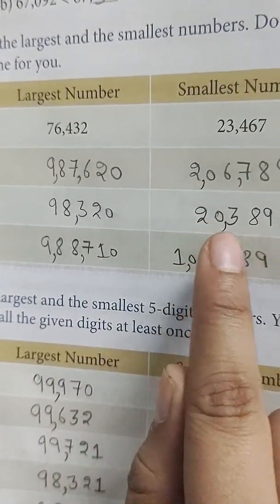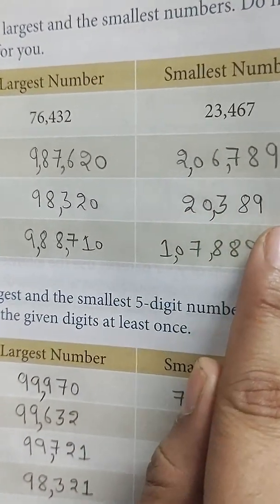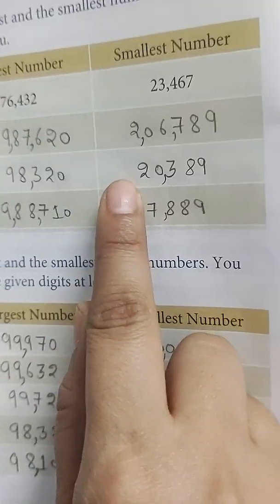If you write 0, 2, 3, 8, 9, it will be 2,389. 0 will not have any value.